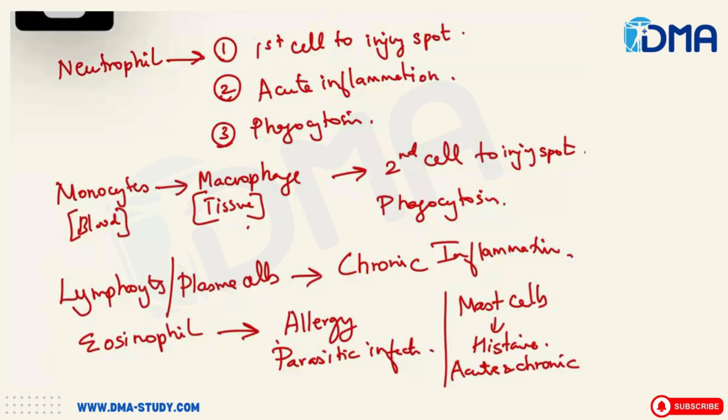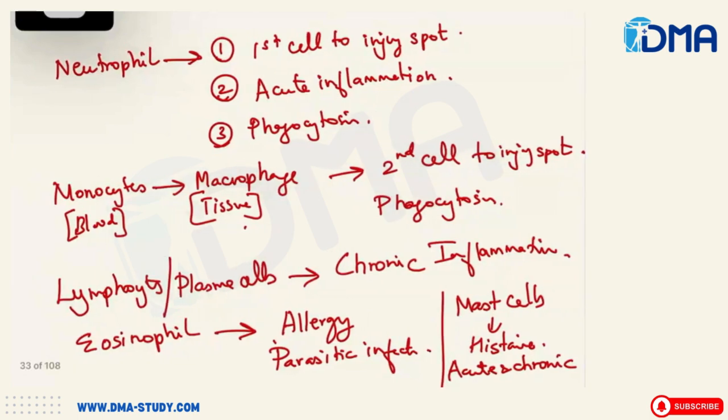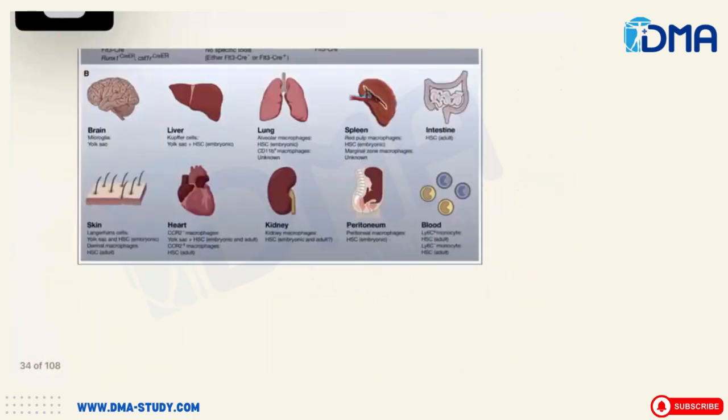I already told you, when a monocyte goes to the tissue, it becomes a macrophage, right? If a monocyte goes to the brain, what macrophage will it become? What is the name of the macrophage present in the brain? It is the microglia. If it goes to the liver, the name would be Kupffer cells. Exactly.